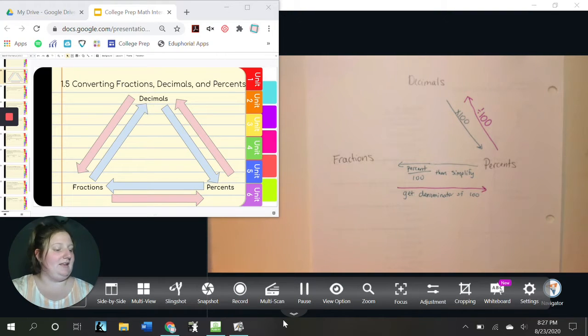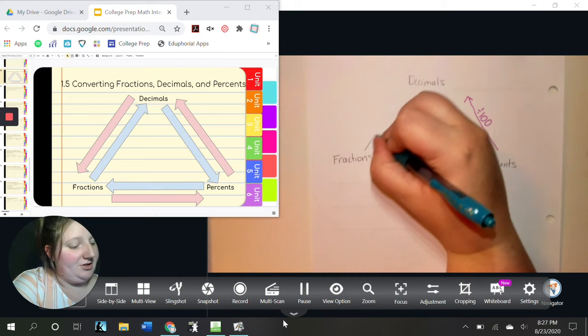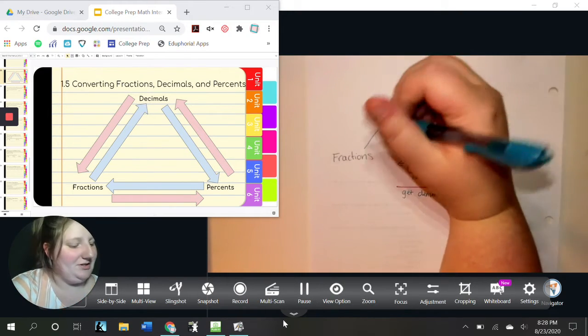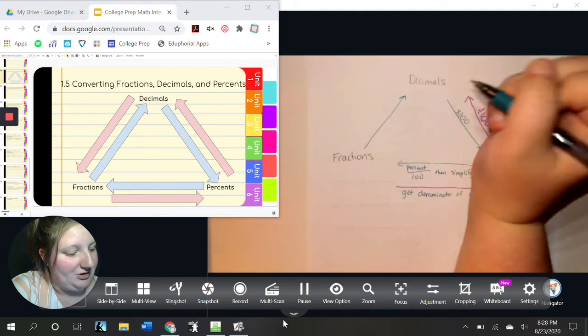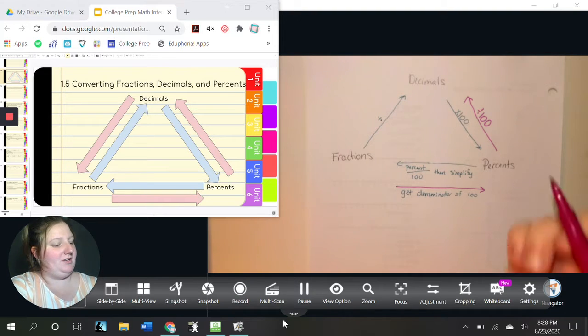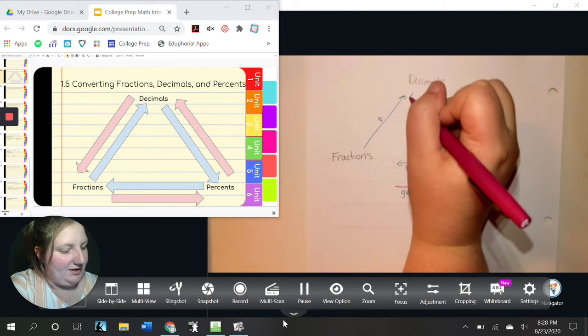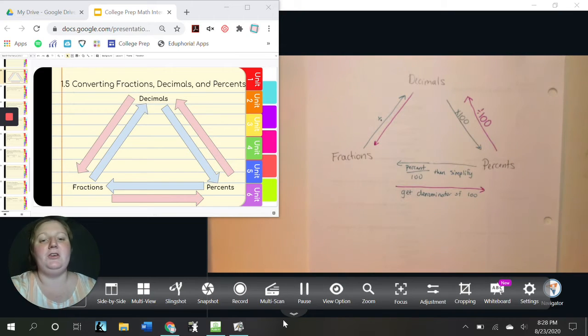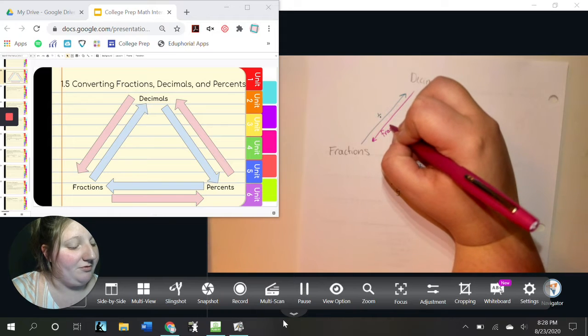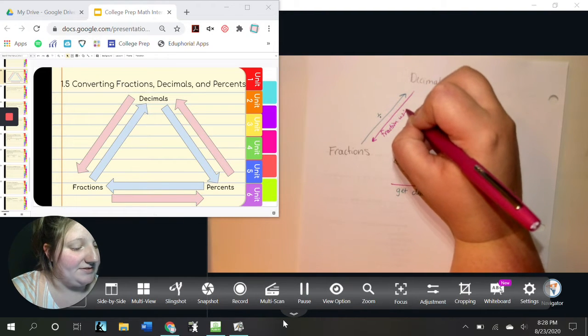All right, and then to go from a fraction to a decimal, this one's pretty easy if you can do your division. To go from a fraction to a decimal, we just divide, and that's it. We do numerator divided by denominator, and that takes us from a fraction to a decimal. And then to go the opposite direction, to go from a decimal into a fraction, we're going to make a fraction based on place value. So we're going to make a fraction using place value.